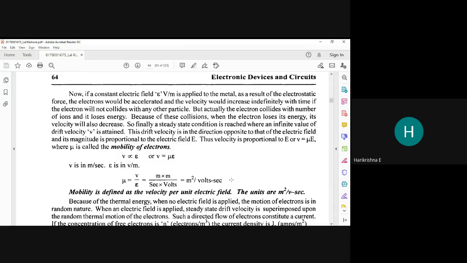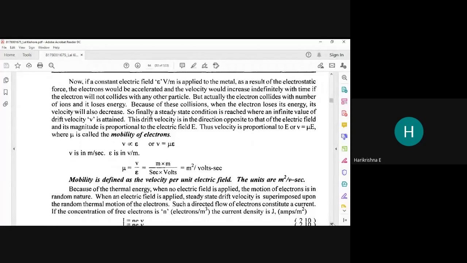So here we introduced three parameters. V is the drift velocity. Capital E is the applied electric field intensity. And mu is the mobility of electrons or holes, or we simply call it mu is mobility. So the three parameters are discussed here.